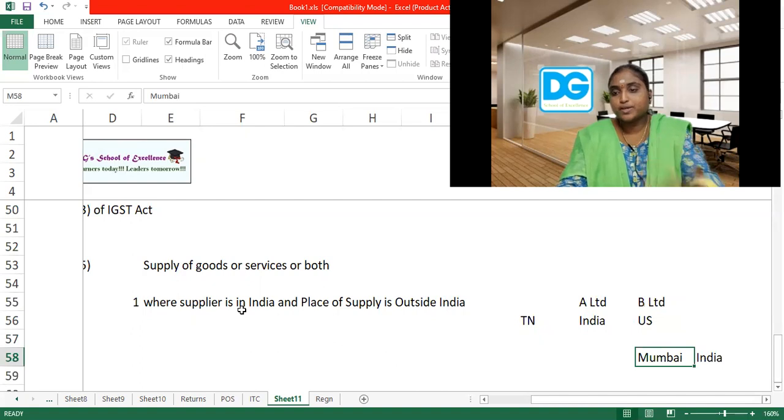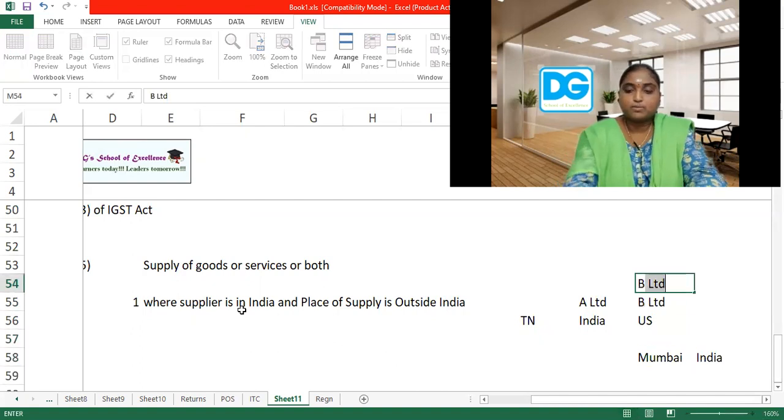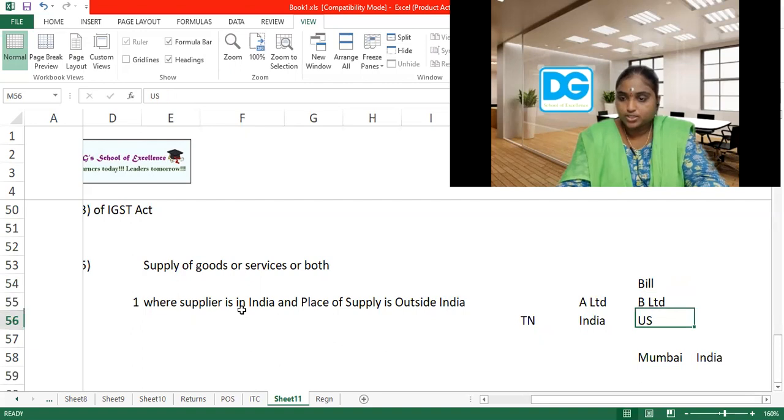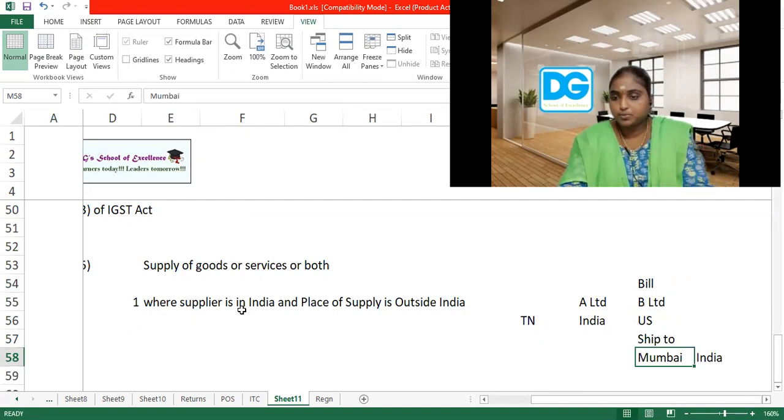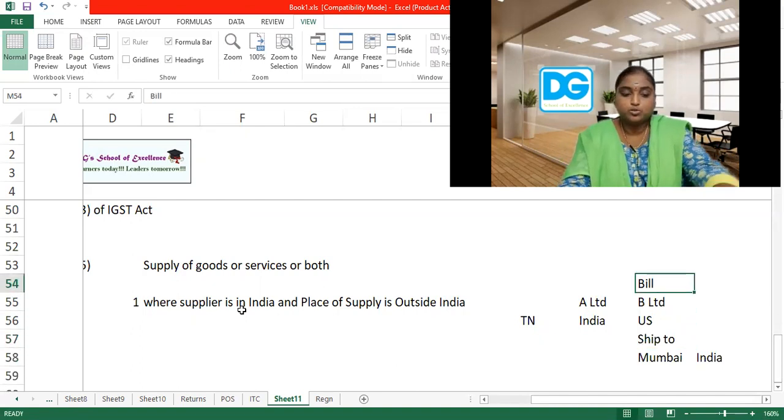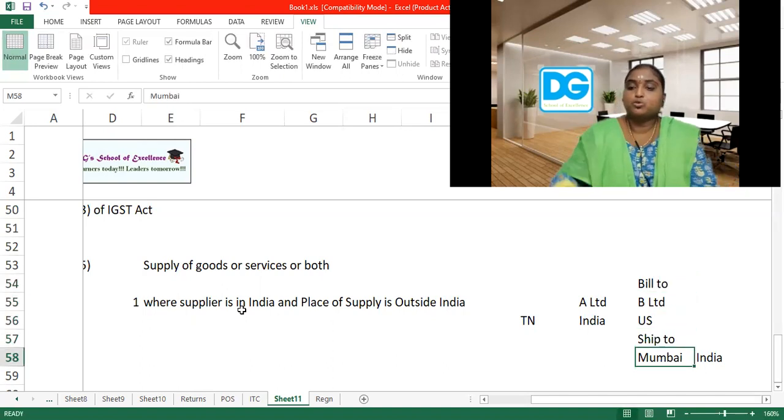But the billing should be made to B Limited. So what will happen? The bill will go to B Limited US, and it is shipped to Mumbai, India. Both belong to the same company, B Limited, but it is billed to the US and shipped to India. Bill to ship to. So this is a bill to ship to concept under section 10, subsection 1, clause B of the IGST Act, which is talking about place of supply for goods. And they say if it is exempt for export and import, this section 10 will apply.